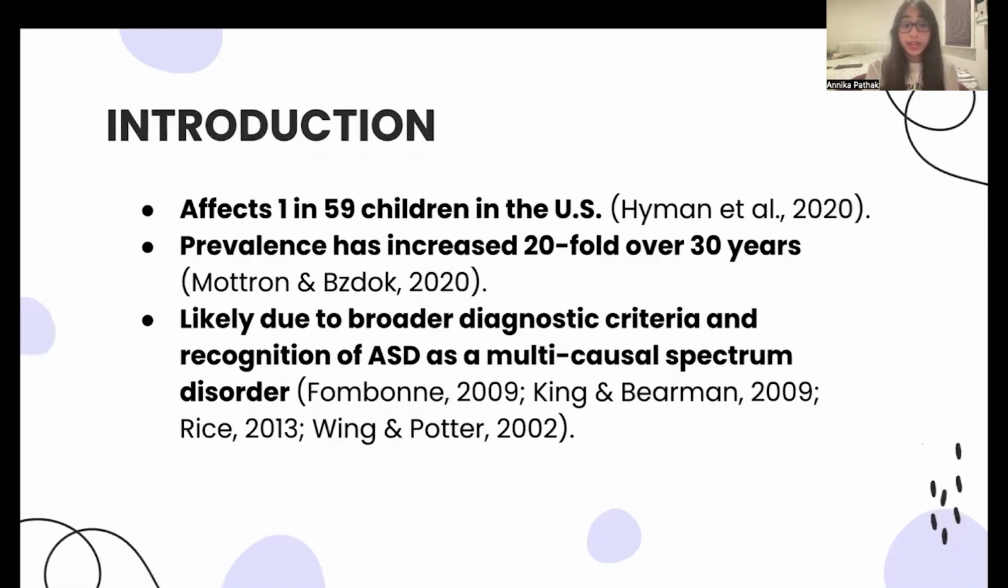ASD affects about 1 in 59 children in the US. The prevalence of the disorder has increased 20-fold over the last 30 years. This is likely due to broader diagnostic criteria and recognition of ASD as a multiple causal spectrum disorder.